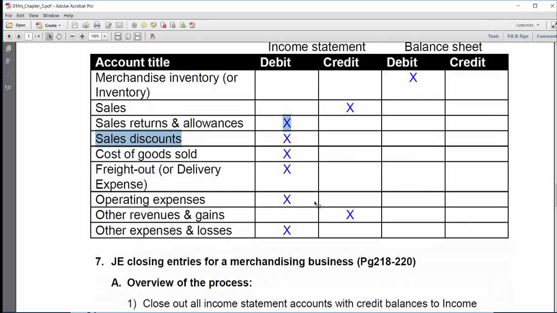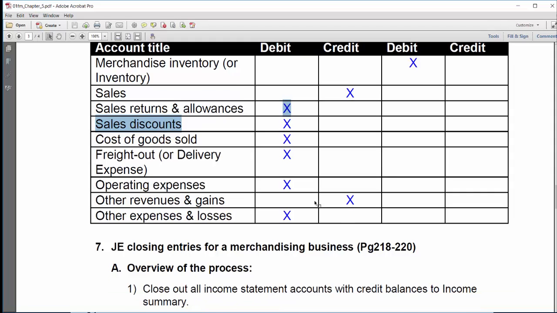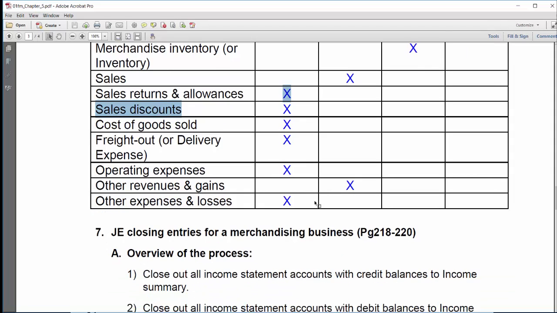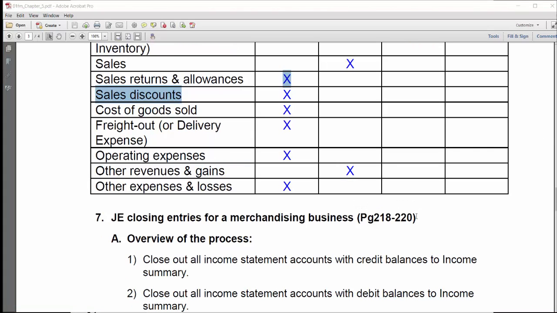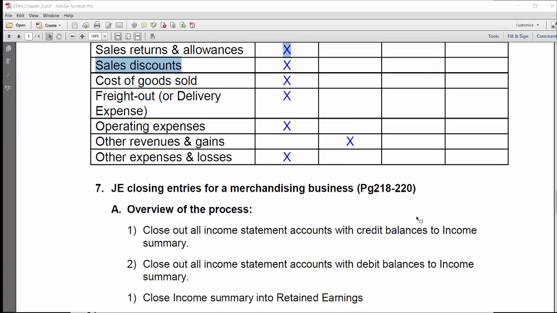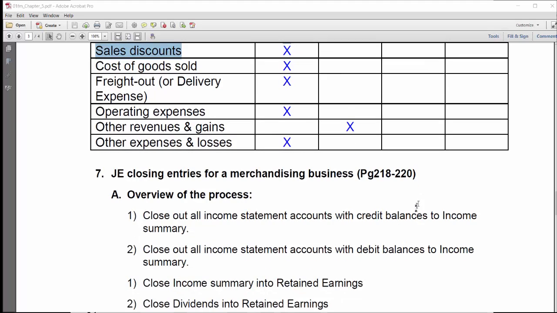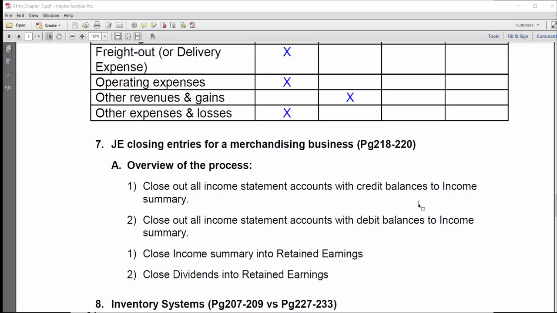When you do the closing entries for a merchandising business, I won't test you on this, but you should know what you're going to be getting done. First thing is you're going to get rid of all your income statement accounts that have credit balances, drop them into income summary. Then you're going to close out all your income statement accounts that have debit balances to income summary. And last, close income summary into retained earnings, and then finally close your dividends into retained earnings, just like you would have under a service business. So it's a 1-2-1-2 punch apparently.